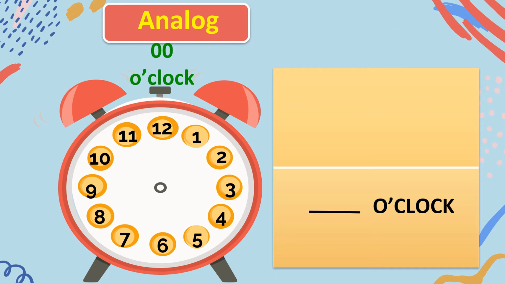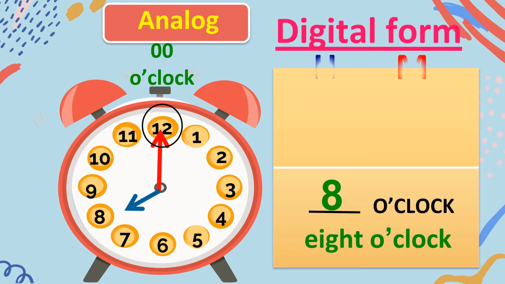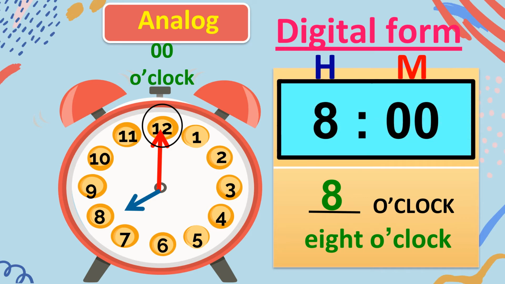Another clock, we have here an analog clock face. Okay, in analog form, the short hand here points to 8. It means 8. And the long hand points to 12. It means o'clock. So the time is 8 o'clock. In digital form, we have hours and minutes. In hours, the short hand points to 8. In minutes, the long hand points to 12. It means 0, 0. So it's 8, 0, 0.